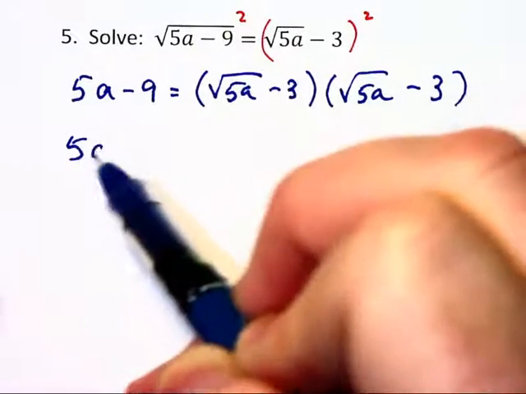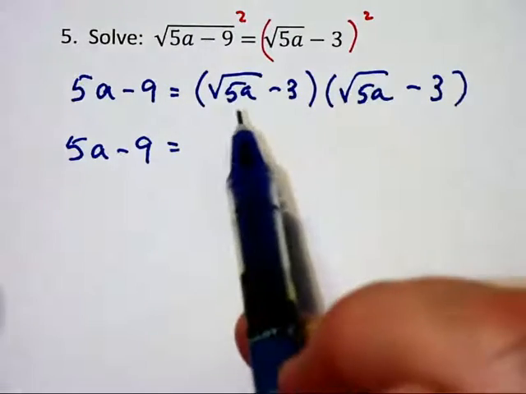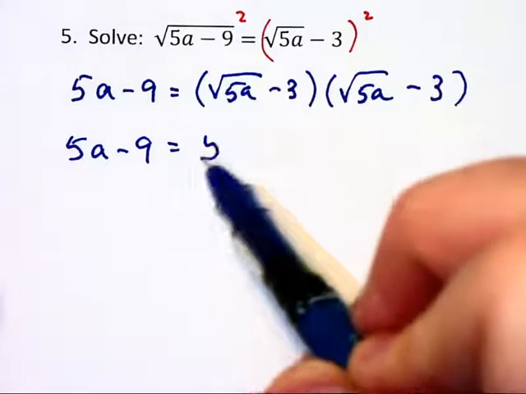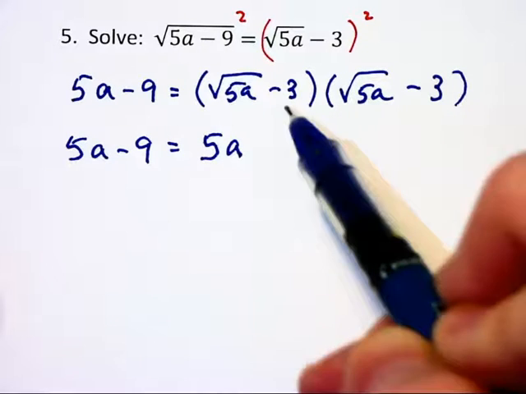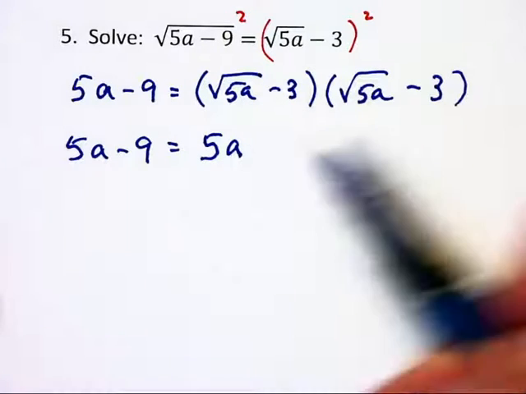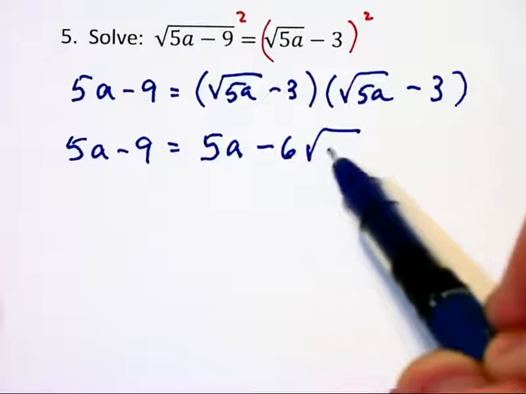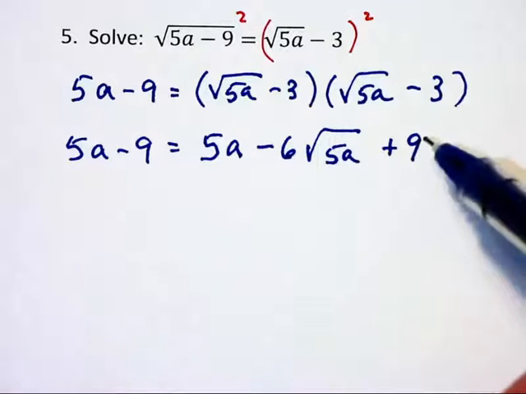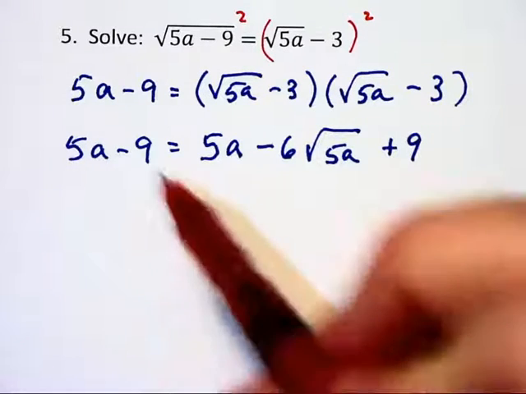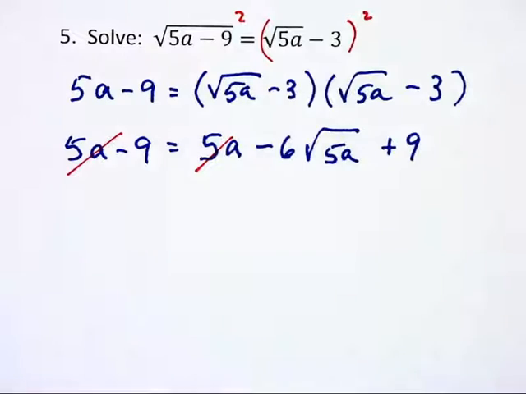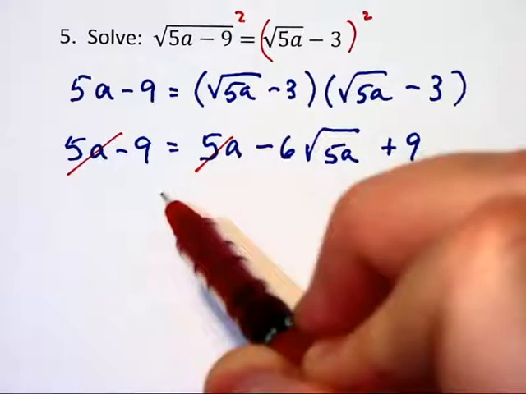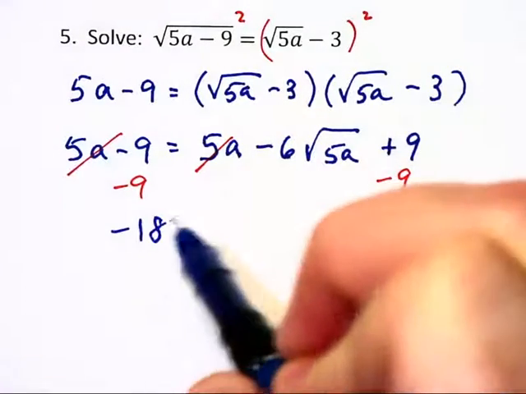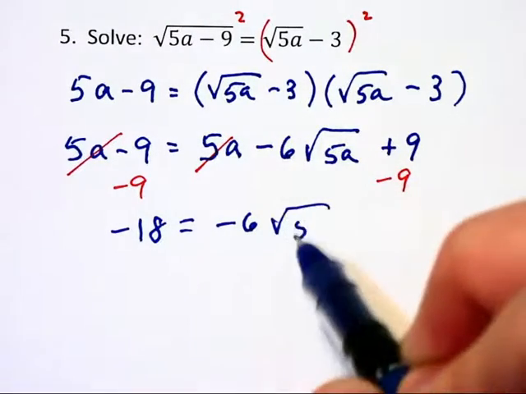The left side, 5a minus 9. The first term of FOIL will be root 5a times root 5a, which is root 25a squared, which is 5a. The middle terms of FOIL will be minus 3 times radical and minus 3 times radical, making minus 6 root 5a. And the L term of FOIL, negative 3 times negative 3, will be positive 9. I notice that I can subtract a 5a off of each side and it's gone, and I can also subtract 9 off of each side, and that will give us negative 18 is equal to negative 6 root 5a.